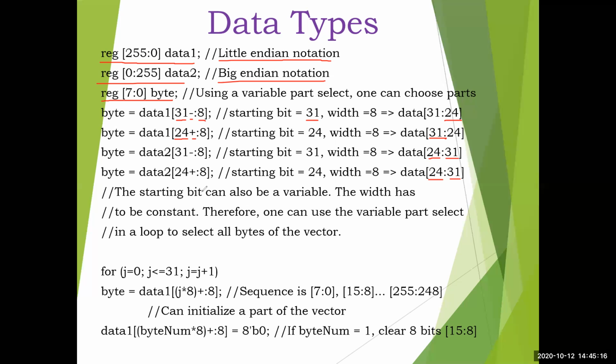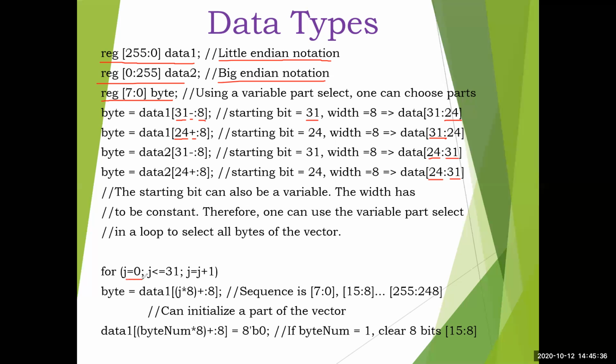So the starting bit can also be a variable. The width has to be constant. Therefore, one can use the variable part select in a loop to select all bytes of the vector. So this is how we use it. Now we'll see an example in for loops and how we use it. Don't worry too much, we will understand this later.